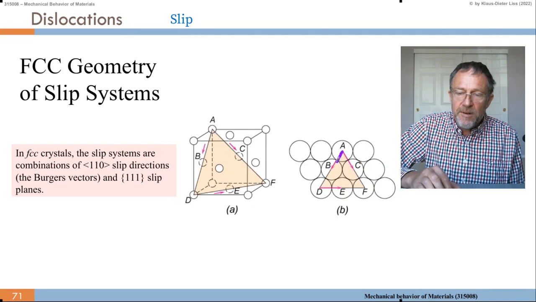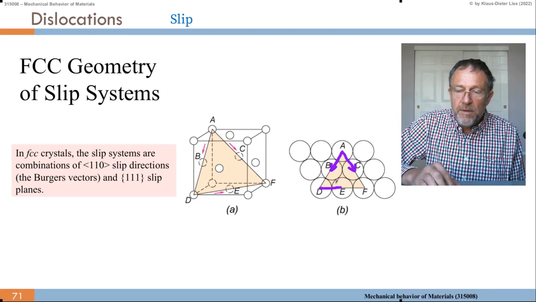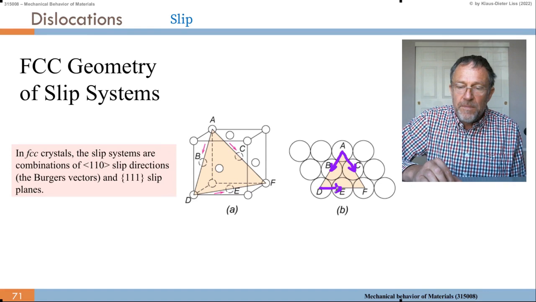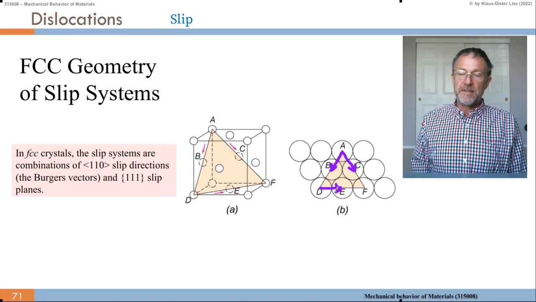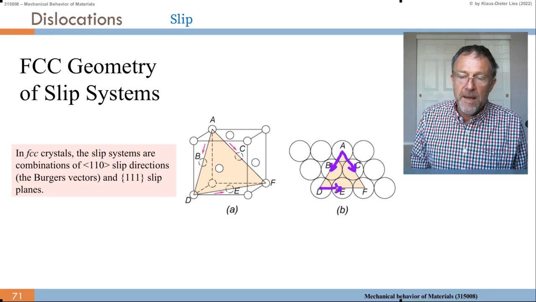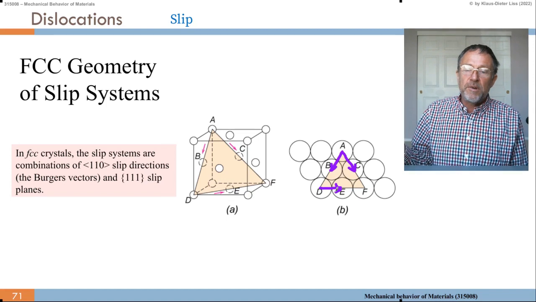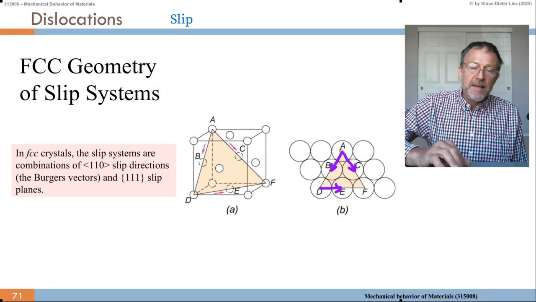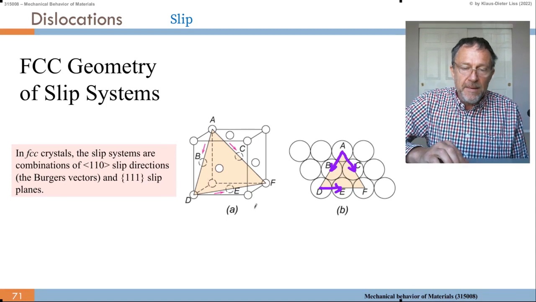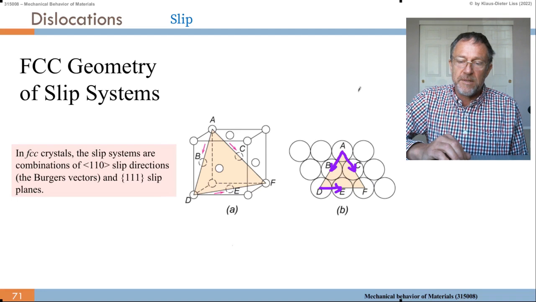And we see there's already an equivalent slip direction here, or if we go here, it's the same equivalent one, or if we go here, also by symmetry, it's the same. If we rotate the system by 120 degrees, the one goes into the other. So, in this one plane, we have 3 slip directions.